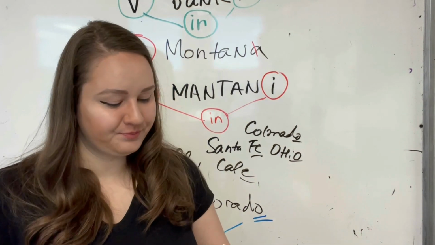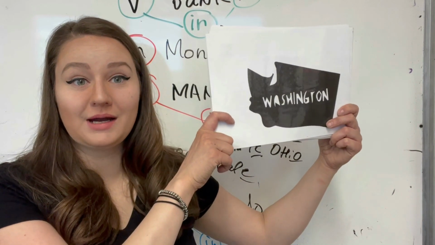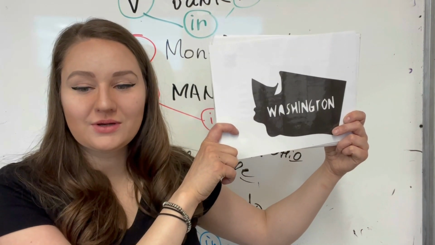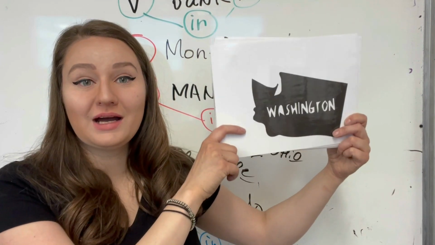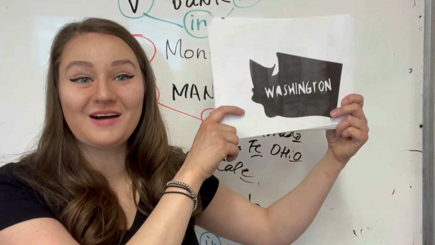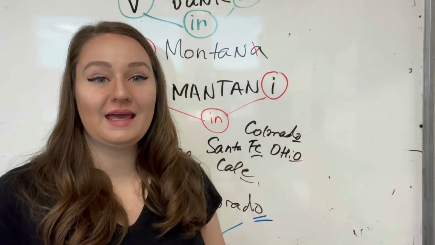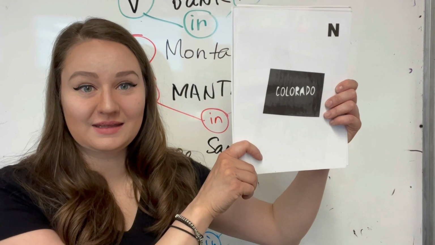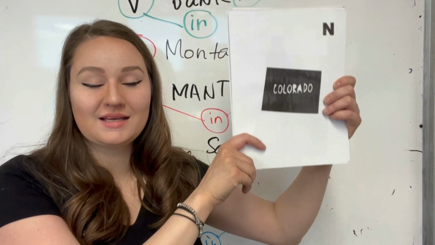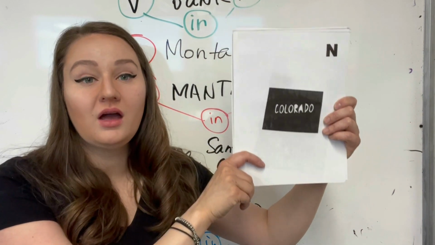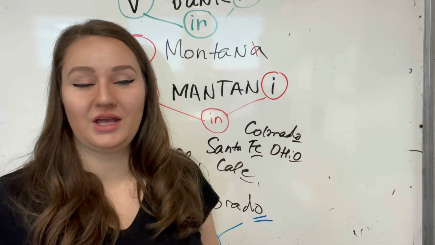Next one is кузен Максим. Где твой кузен Максим? And the answer is мой кузен Максим в Вашингтоне. Next one is где твоя соседка Лена? And the answer is моя соседка Лена в Колорадо. Does not change in ending.